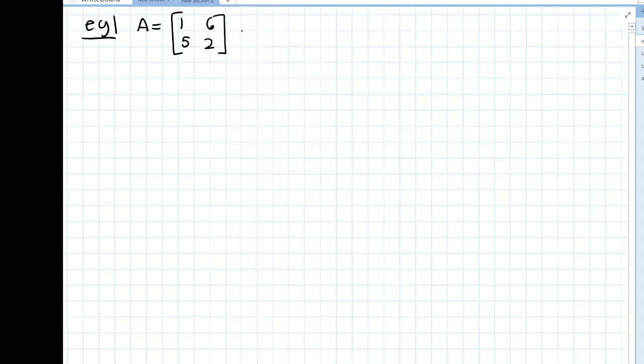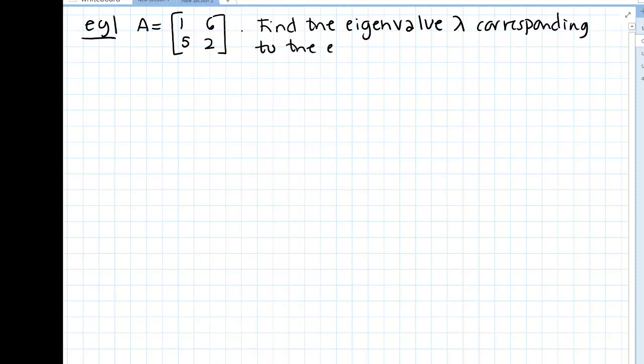Okay, so let's do another example just of finding the eigenvalue. So now let A be 1, 6, 5, 2. And so we're going to find the eigenvalue lambda corresponding to the eigenvector 6, -5.